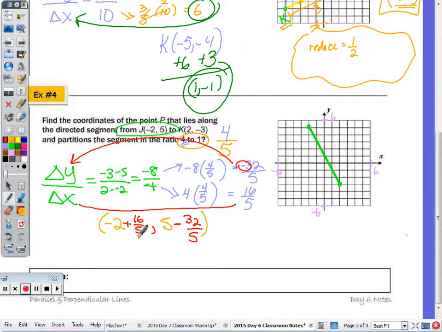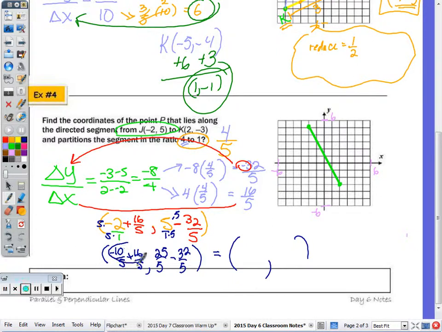Common denominators for fractions. This is currently over 1, so if I want to change it to a denominator of 5, I multiply by 5. So this is negative 10 fifths plus 16 fifths. This is over 1, so times 5 times 5. This would be 25 fifths minus 32 fifths. So as a fraction, combining the numerators, negative 10 plus 16 is 6, so it's 6 fifths, and then 25 minus 32 is negative 7 fifths.